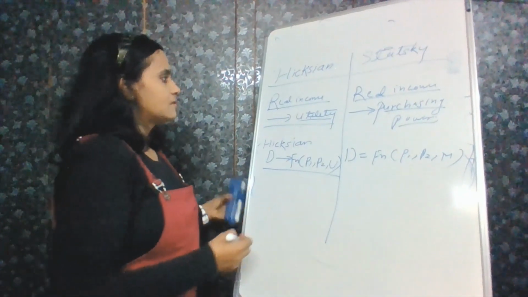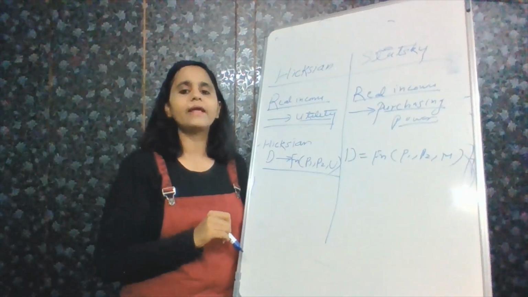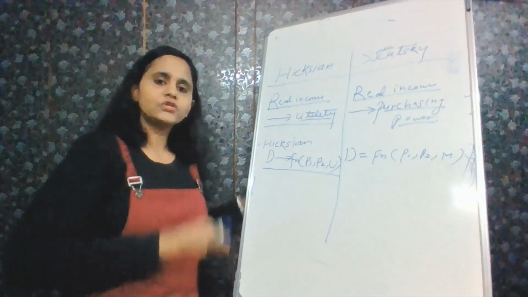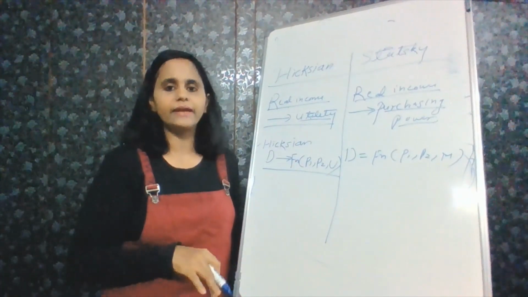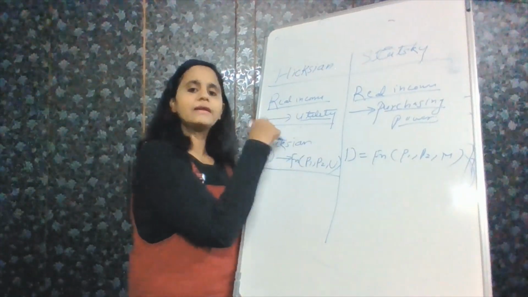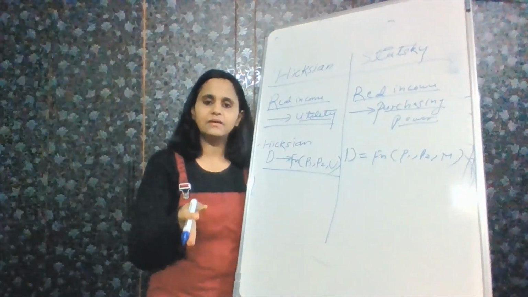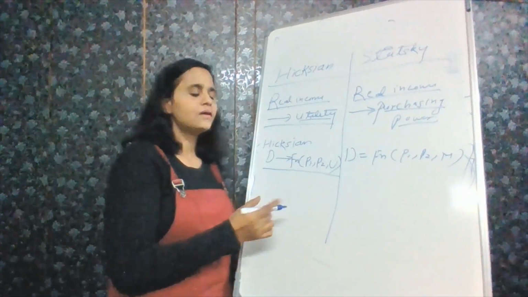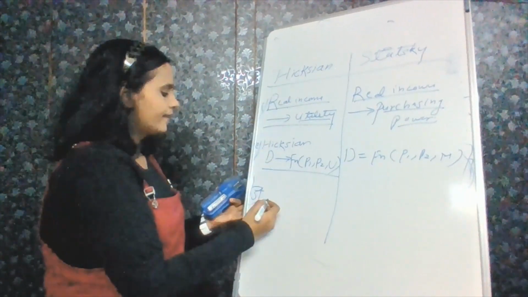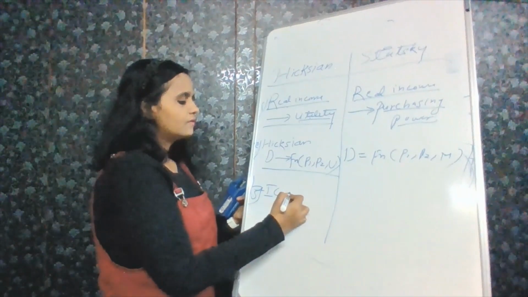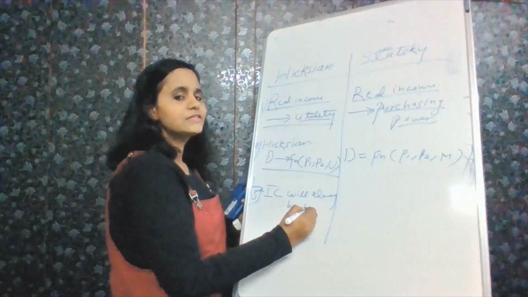Since in the Hicksian approach your real income is measured in terms of utility, and the whole purpose is to compensate for any change in income, we are compensating in terms of utility. We don't want utility to change. Utility will always remain the same. So as per the Hicksian approach, your indifference curve will always be the same, because you are not changing your utility.